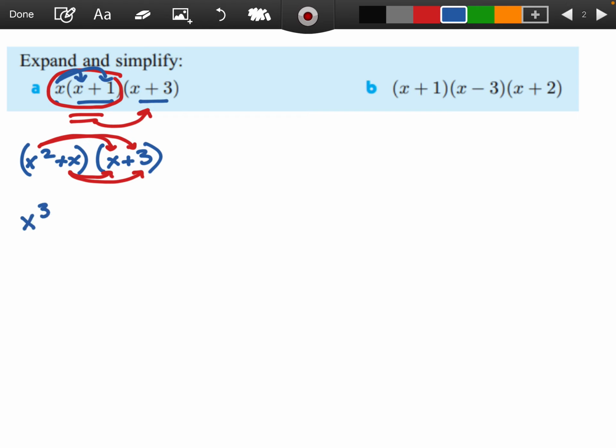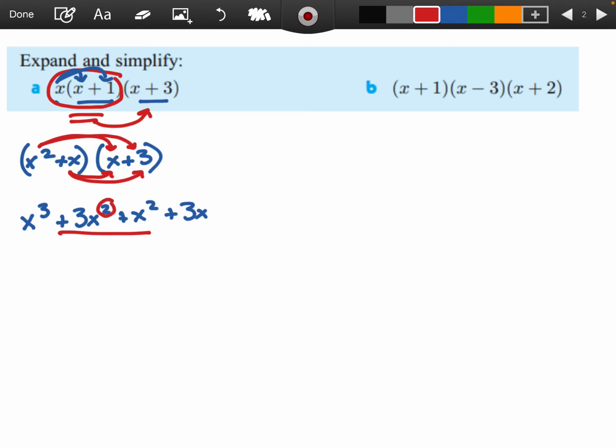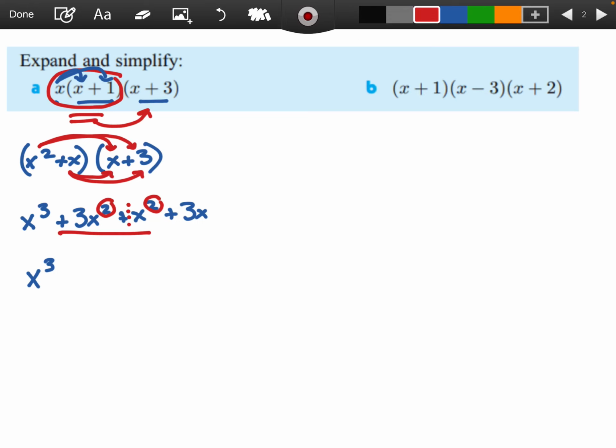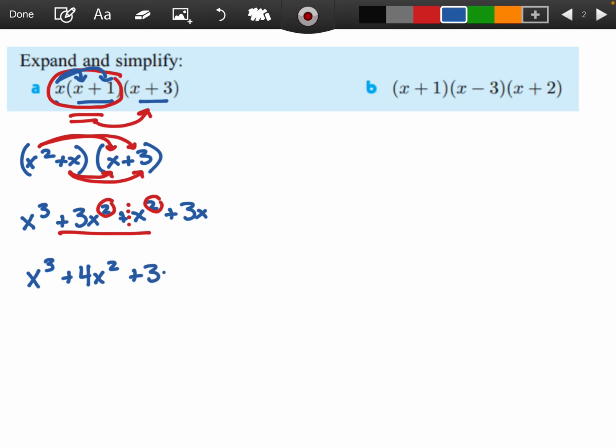First gives me x to the power of 3, outer gives me 3x squared, inner gives me x squared, and last gives me 3x. Again, collect what I can. With FOIL, it's almost always going to be those middle two terms, and here it is again. I see both of those are x squared terms. Nothing else to collect with my x to the power of 3. 3x squared plus unwritten coefficient of 1 on that x squared, so 3x squared plus 1x squared, 4x squared, and then plus my 3x to finish off my final expression.